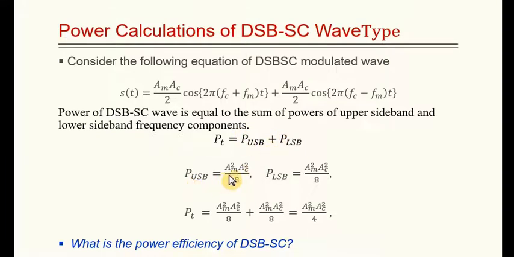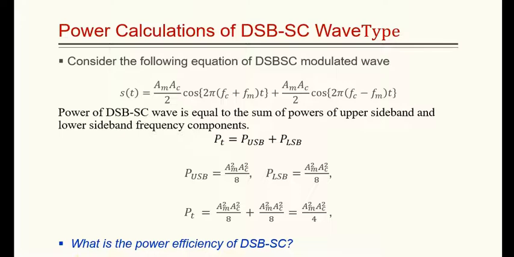The upper sideband power is equal to Am squared Ac squared over 8, and the lower sideband is the same as the upper sideband. So the total power is equal to twice this value, which will be Ac squared Am squared over 4. So the total power is equal to Ac squared Am squared over 4.